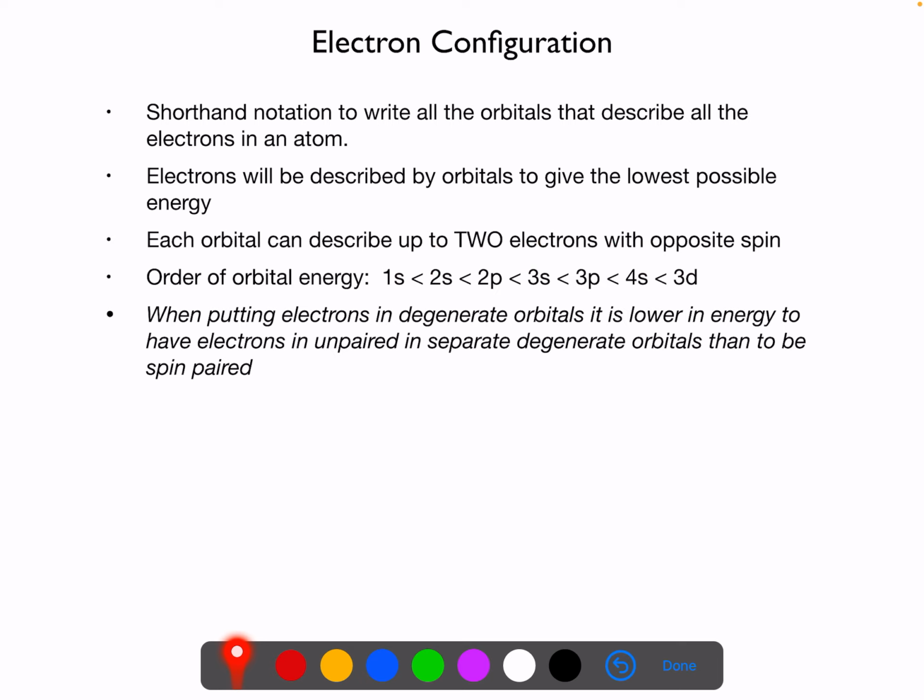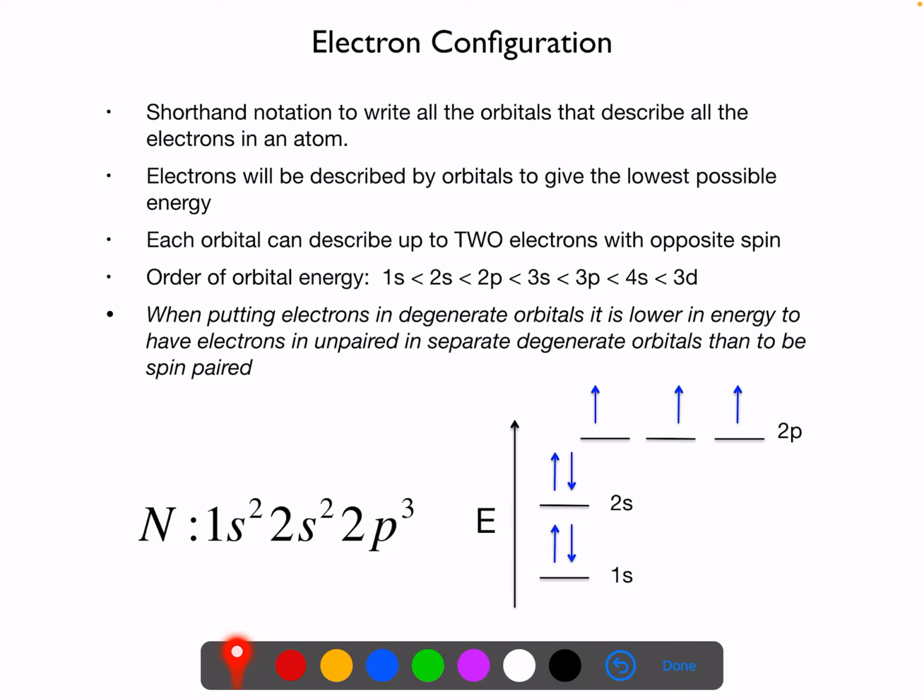If we have to put electrons in degenerate orbitals, it's going to be lower in energy to have electrons unpaired and in separate degenerate orbitals than to be spin paired. So, for example, when we have something like nitrogen, we would do 1s2, 2s2, 2p3. Those 3 electrons in a p orbital are actually in 3 different p orbitals, which we can describe as shown here in our orbital energy diagram.